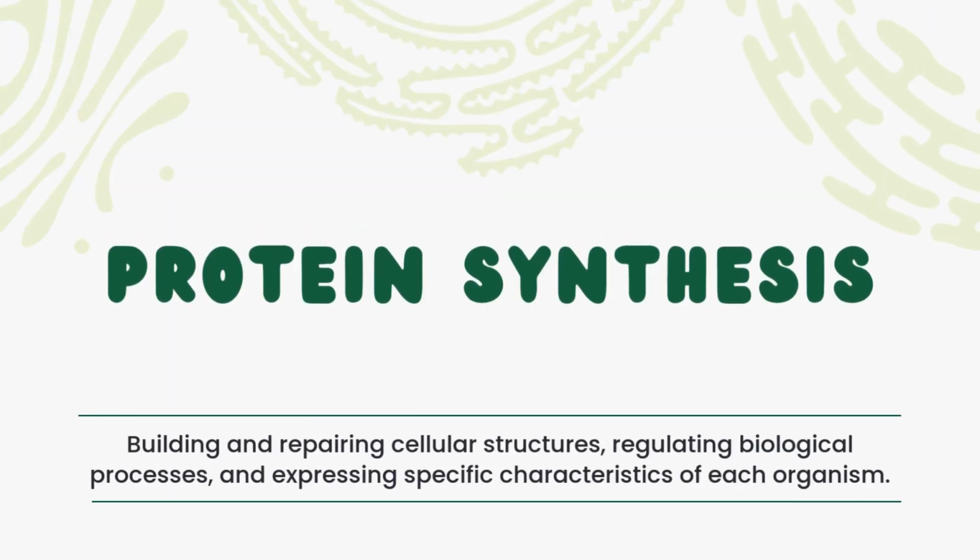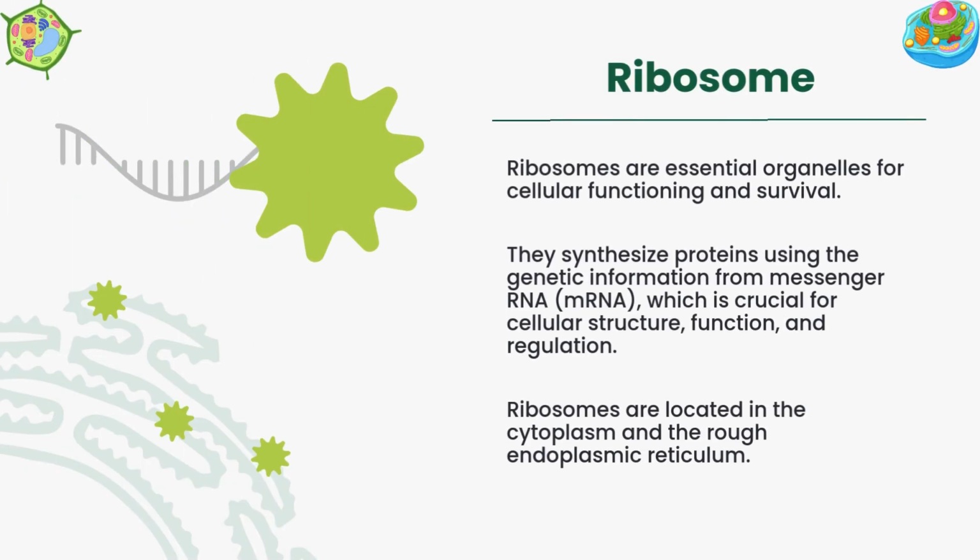Our next category is protein synthesis. So this builds and repairs cellular structures, regulating biological processes and expressing specific characteristics of each organism. So our first organelle in this category will be our ribosome. Ribosomes are essential organelles for cellular functioning and survival.